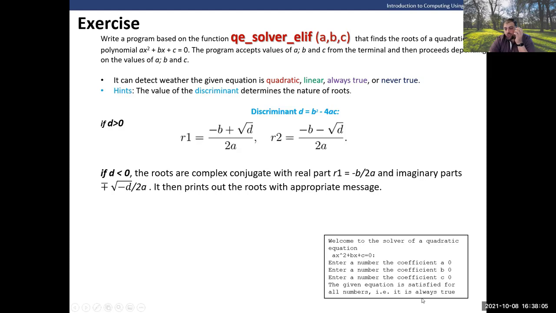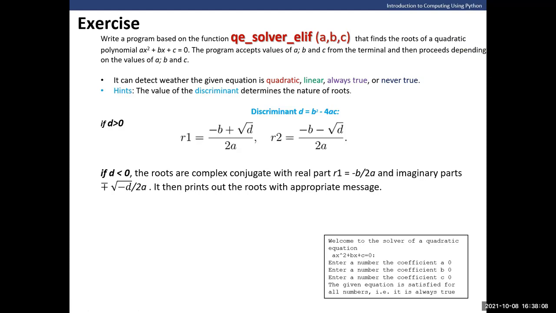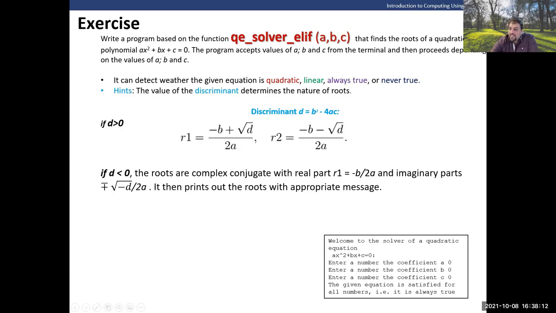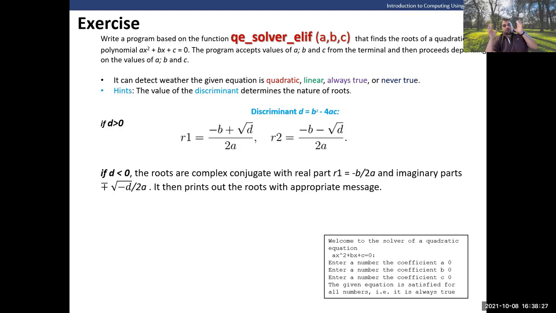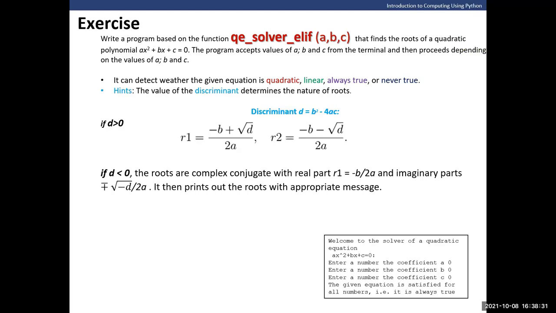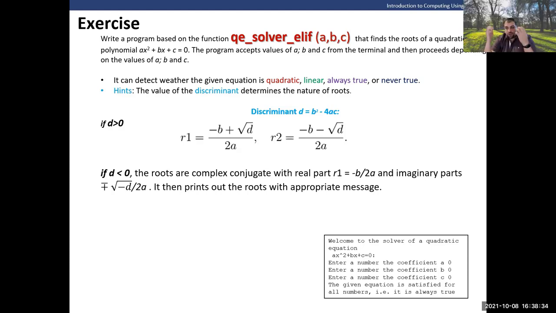Do you understand why it's always true? Okay. Now, suppose that I entered a number for C, and A and B equal to 0. What is the case here? Never true, because it's not possible that a number is equal to 0. So that's the second case. Now, if I enter the value of A equal to 0, and I enter the value of B as something, and then I have the value of C, now it's linear. Don't you agree?